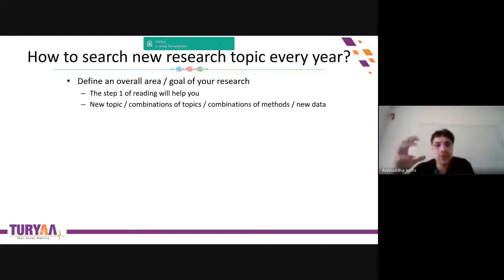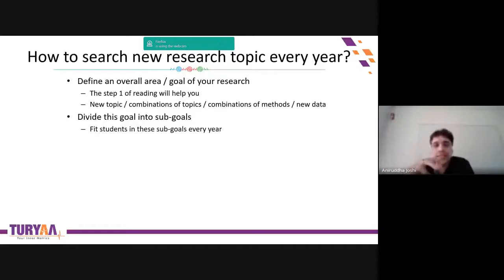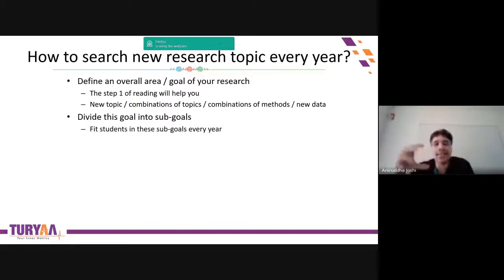And then once you know that this is the problem I want to solve, first split that into sub goals and then fit your students in those sub goals. I mean, don't try to solve the problems. We should make sure that it gets split into various sub goals and give good time so that it gets solved. And we try to achieve smaller things every year. So we solve this, then go to the next, solve that, go to the next, and so on.